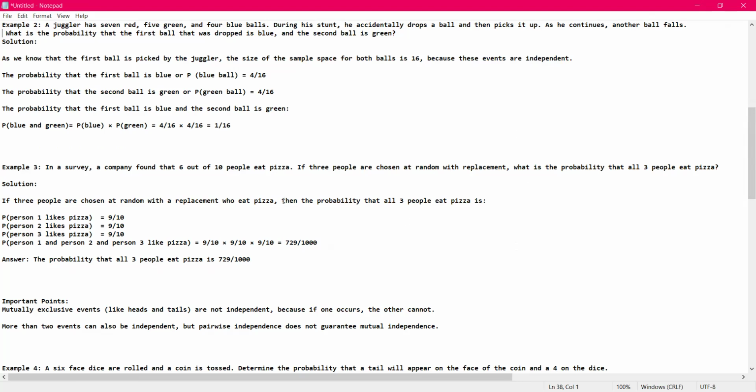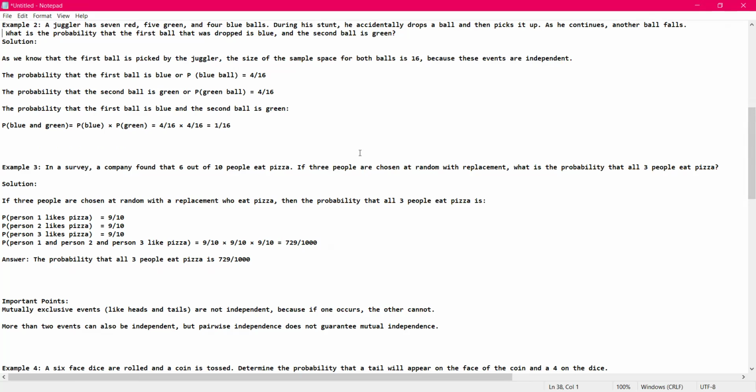Now see the third one. In a survey, a company found that 6 out of 10 people eat pizza. It means there is a company, and in that company there are 10 people. So they conducted a survey on how many people are eating pizza from the 10 people. Out of 10 people, they found that only 6 people are eating pizza.